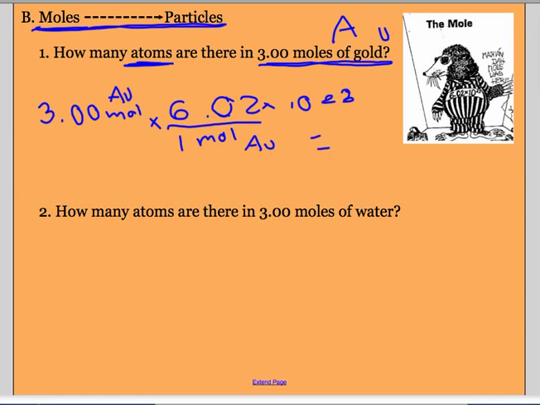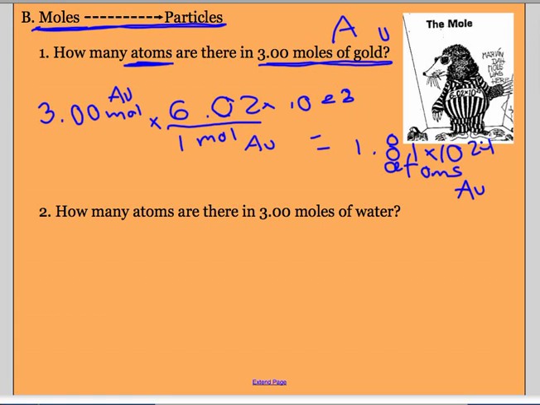And what we should get is 1.81 times 10 to the 24th atoms of gold. And again, the 4 parts of your answer are the number, the sig figs, your unit, and your chemical. So you're almost there. We have 3 more little things, and then we're done.